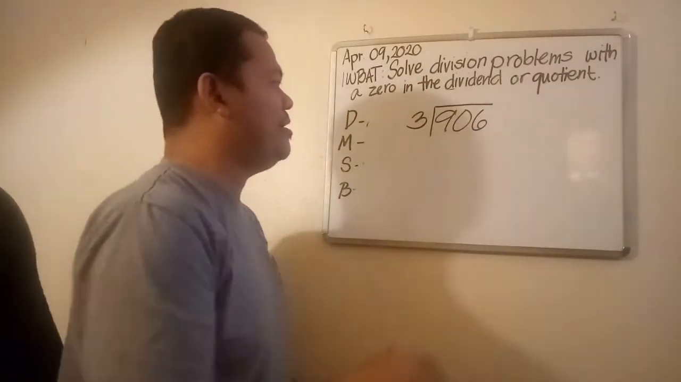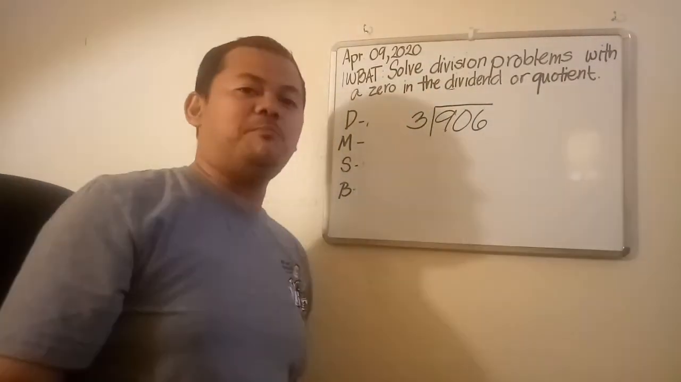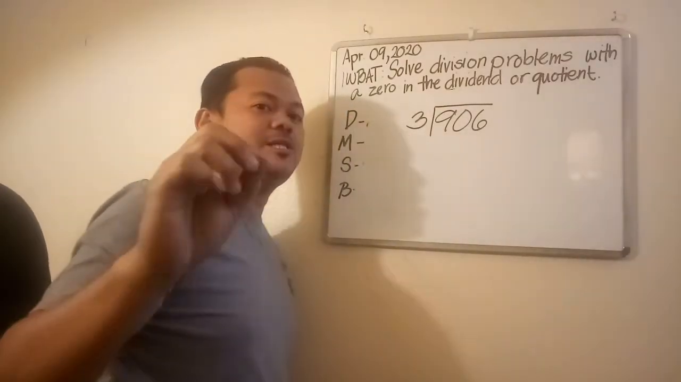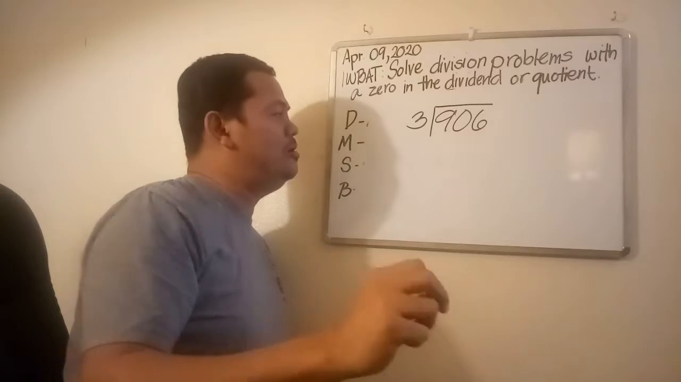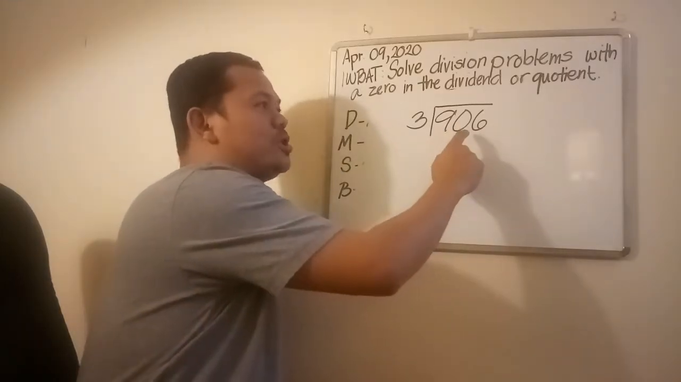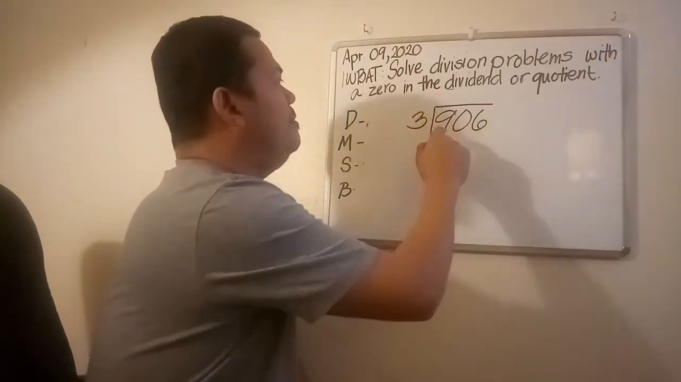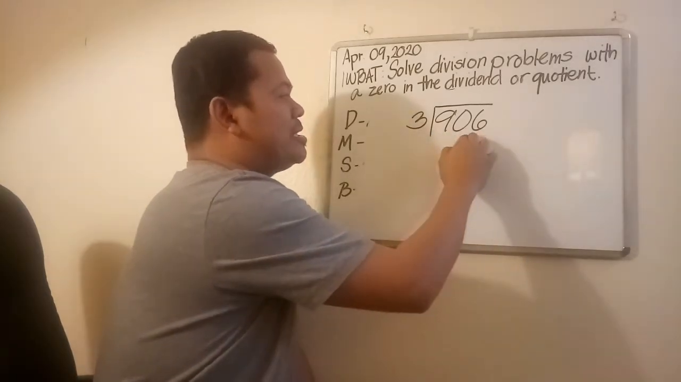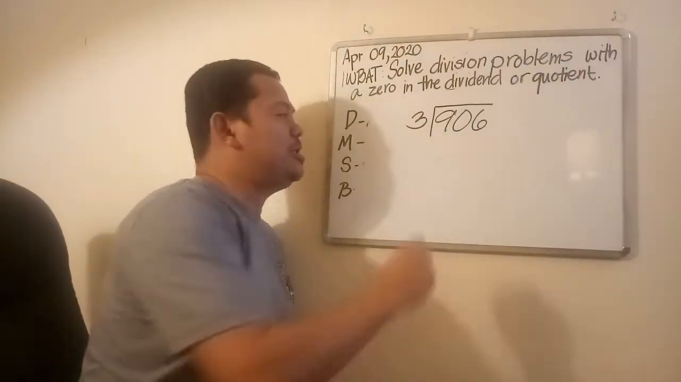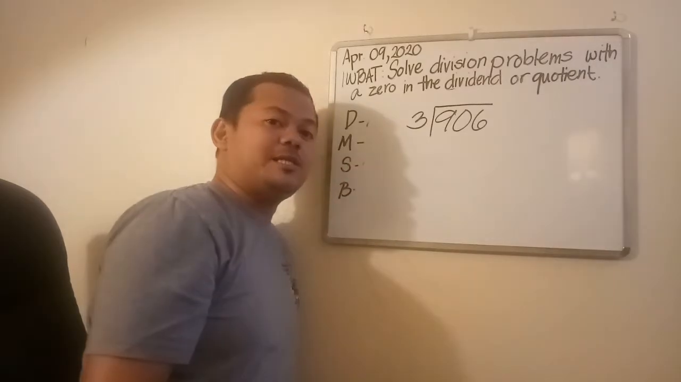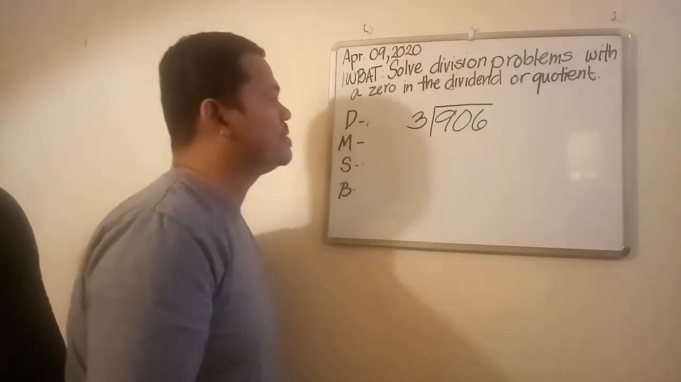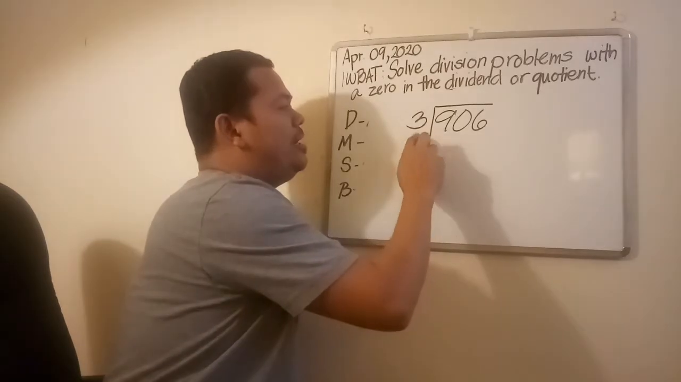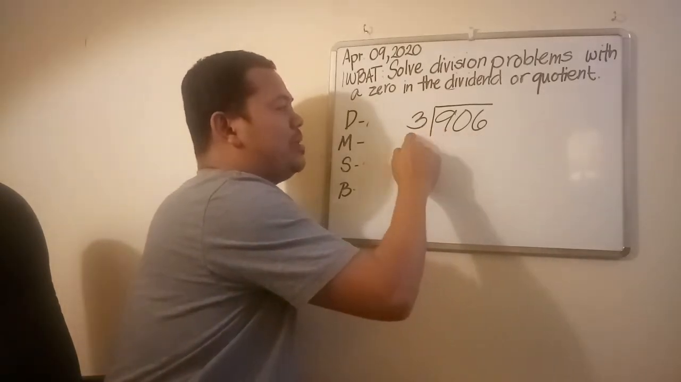While I'm answering here on my end, I want you to get a piece of paper and follow me. I want you to answer there on your paper also how to solve a division problem with a 0 in the dividend. Okay, so 906 divided by 3. Copy this in your paper. Then we are going to answer it all together. Okay, now let's answer our number. We have here 906 divided by 3.